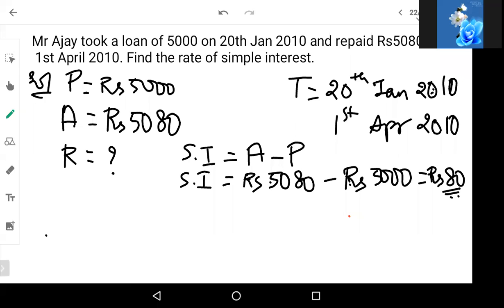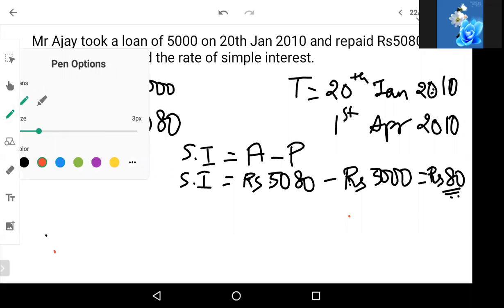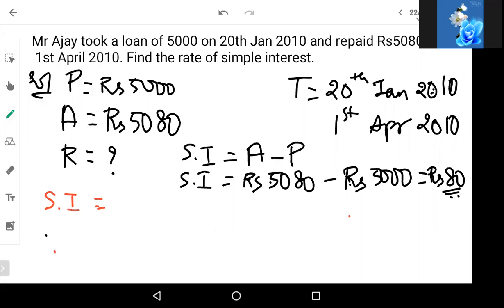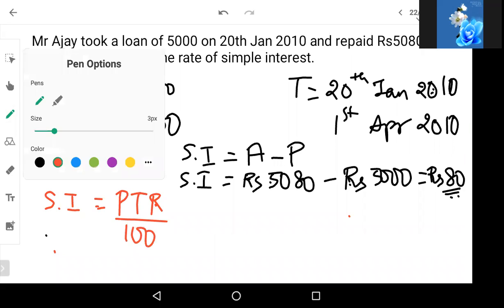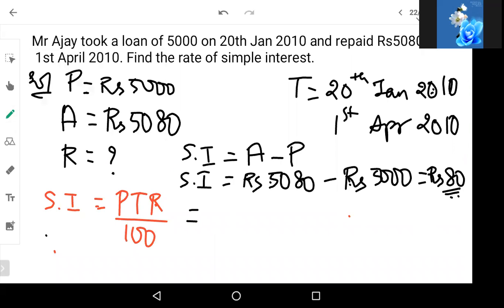So now we have almost all the information except R. Now let us put all of this information into the simple interest formula and we will find out the R. So the simple interest formula goes like this. Simple interest is equal to PTR by 100. Now for this, let us start putting all the numbers. Now, simple interest, what is the value of simple interest? 80 rupees is equal to, you can write rupees 80.